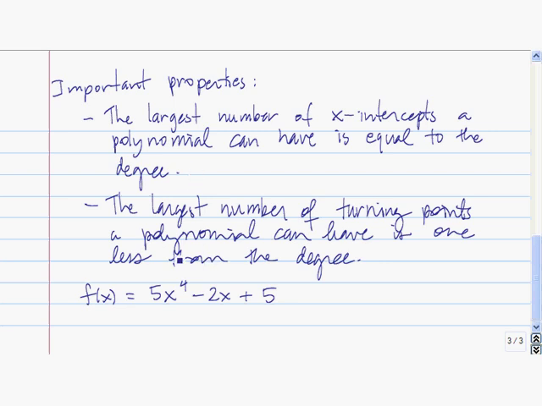Okay, using calculus, it's very easy to show that the largest number of turning points a polynomial can have is 1 less than the degree. So the largest for x-intercepts is the degree, the largest for turning points is 1 less than the degree. So for this polynomial, the largest number of x-intercepts we can have is equal to 4, and the largest number of turning points this can have is equal to 3, because that's 1 less than 4.